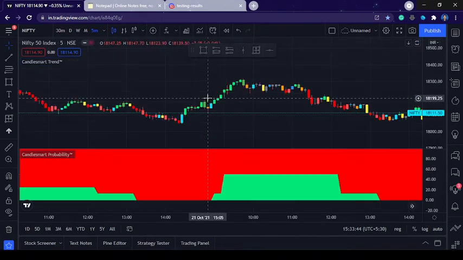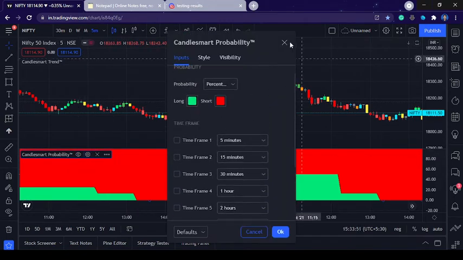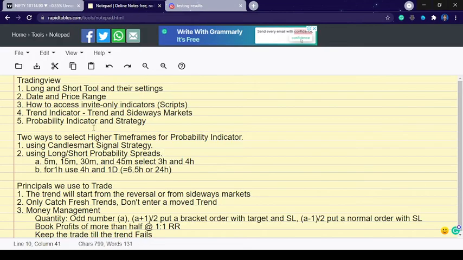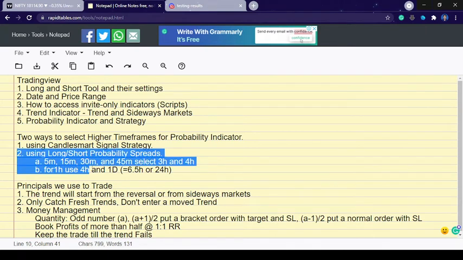Next, in probability, this is the main question so many people ask: what time frames should we use? I built a thumb rule. I will tell you the thumb rule, why we need it, and also some other way to pick these time frames. The second way of doing things is using long short probability spreads, and how I identified the spreads I will explain in a couple of minutes. From 5 minutes, 15 minutes, 30 minutes, and 45 minutes, select the 3 hour and 4 hour time frames. Only two time frames we are using.